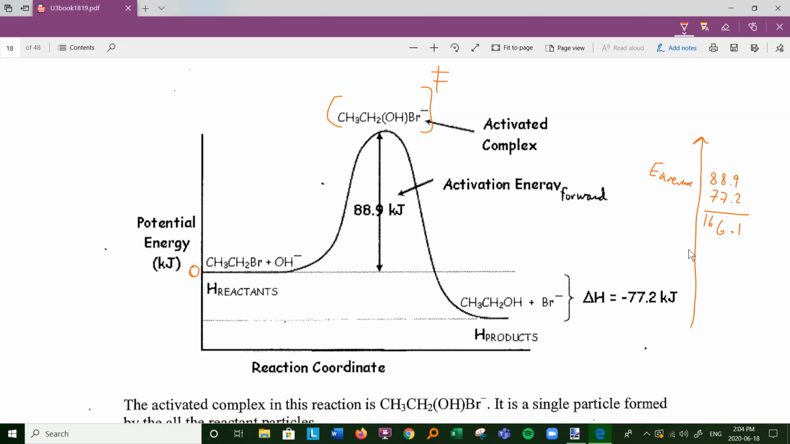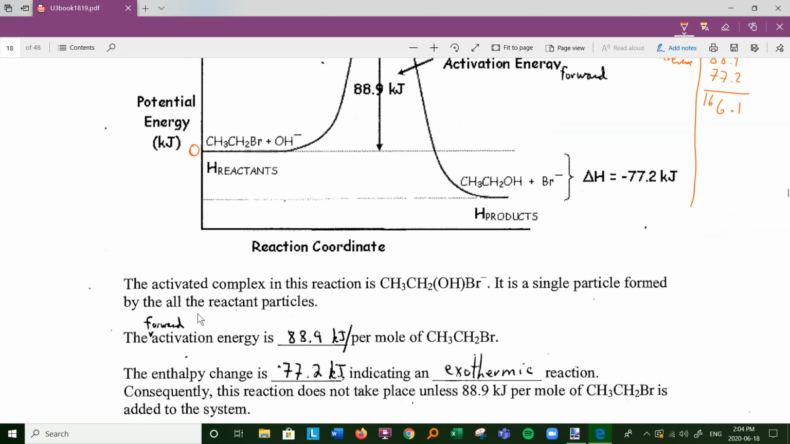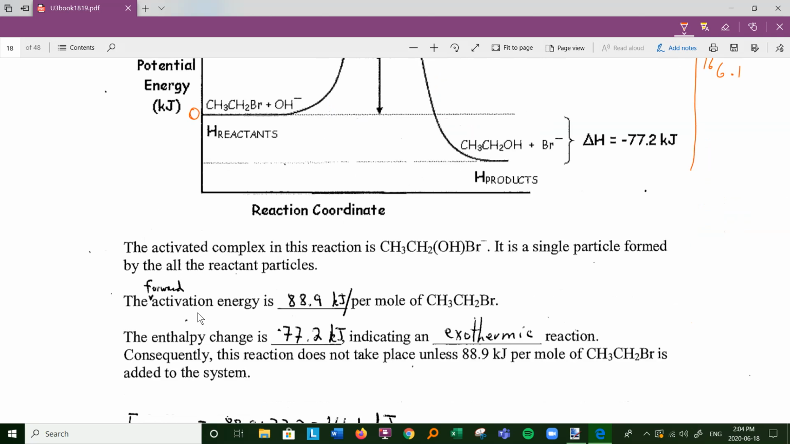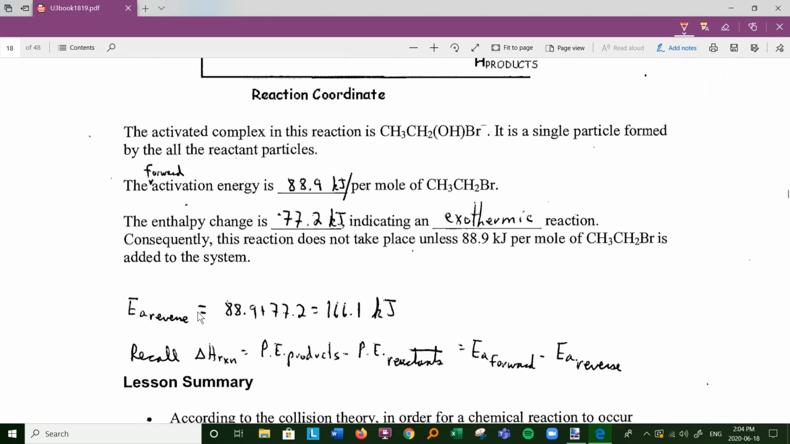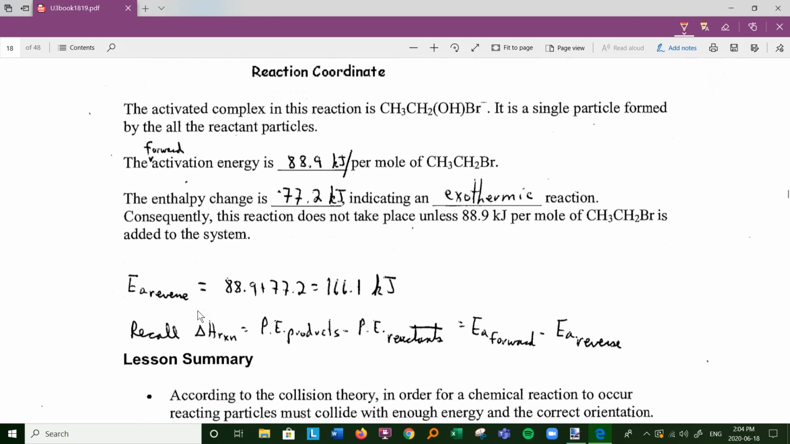And the potential energy of the products, if I decide that 0 is my reactant, and that doesn't have to be a choice, but it's often a good choice, then the potential energy of products is negative 77.2 kilojoules. Sometimes activation energy is kilojoules per mole. Oh, look at it! I did all the number crunching right over there. So there you see it again.